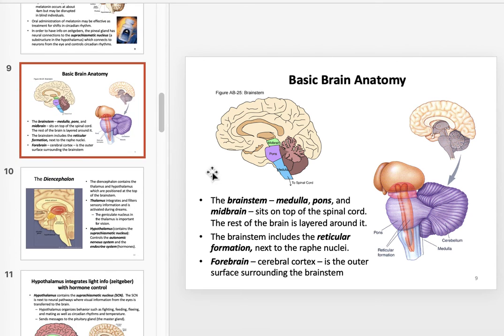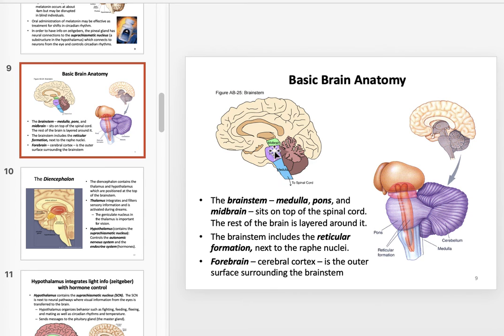Okay, so what about some basic brain anatomy? Because I've been throwing around terms like the brain stem. Well, once again, your brain stem is this structure that sits on top of your spinal cord. So here's your spinal cord. Your skull would be here. And so the brain stem is completely within the skull. So the brain stem is part of your brain.